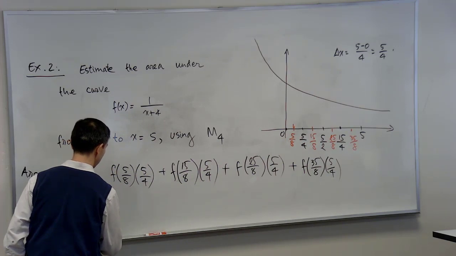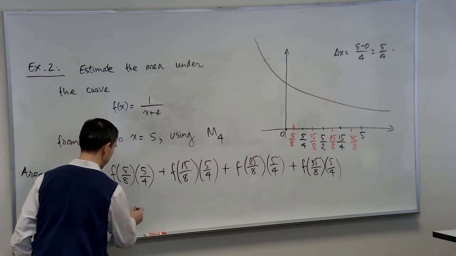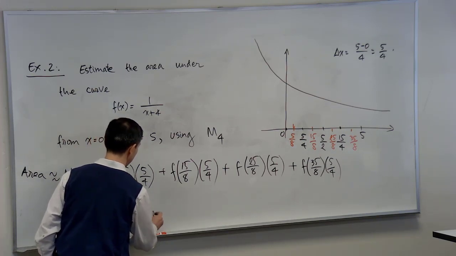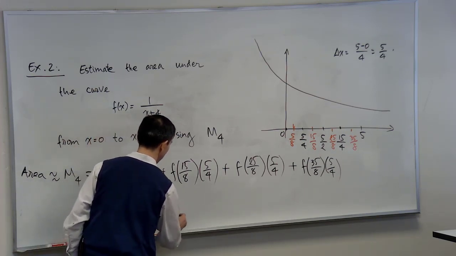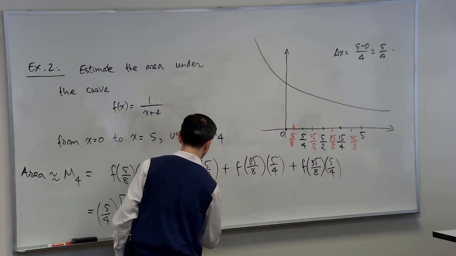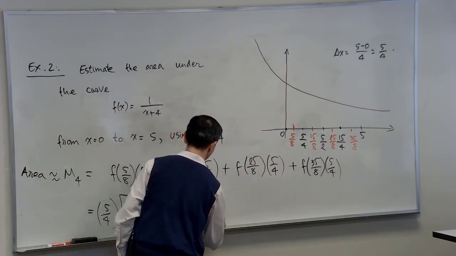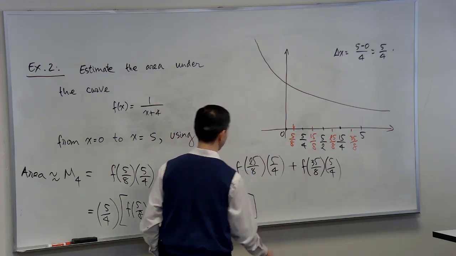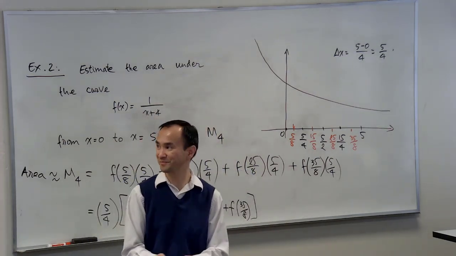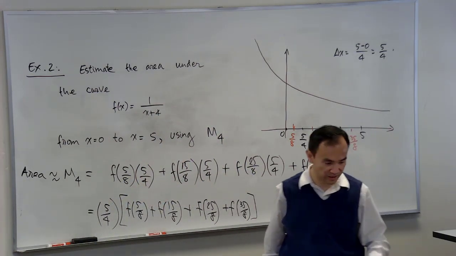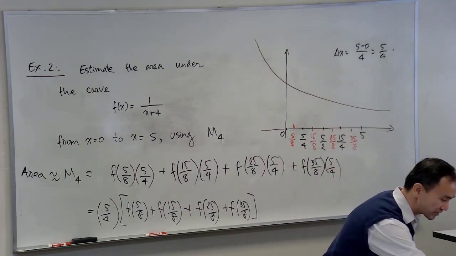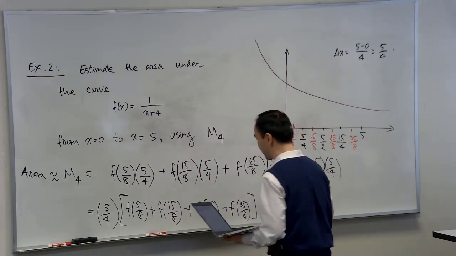Yes, and then in your real-time calculation, you can factor out the 5 fourths, and then go f of 5/8 plus f of 15/8 plus f of 25/8 plus f of 35/8. You're ready for the final calculation. You guys can go ahead and finish that and double check that on your own time at home, outside of class. But the answer will come out after this.